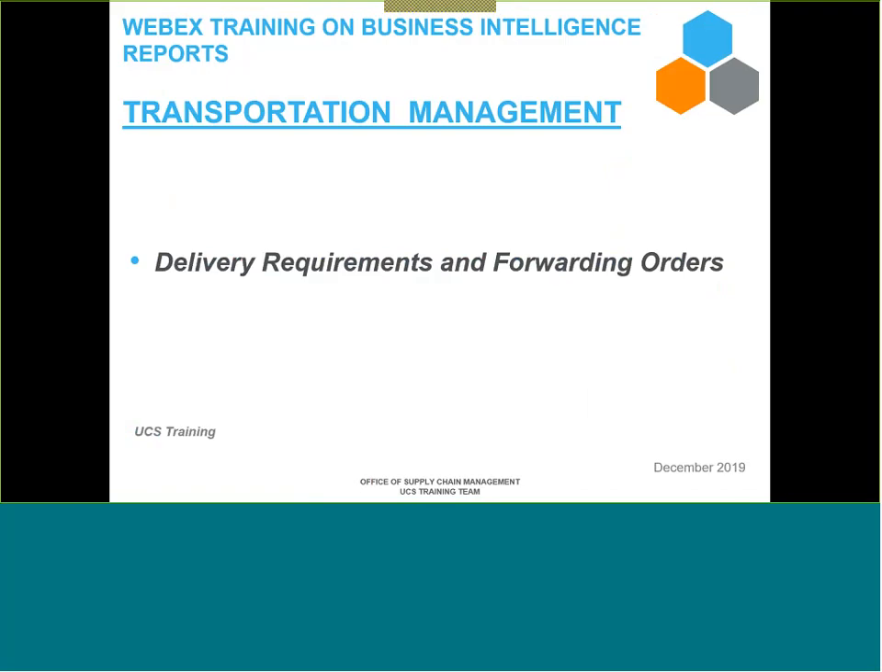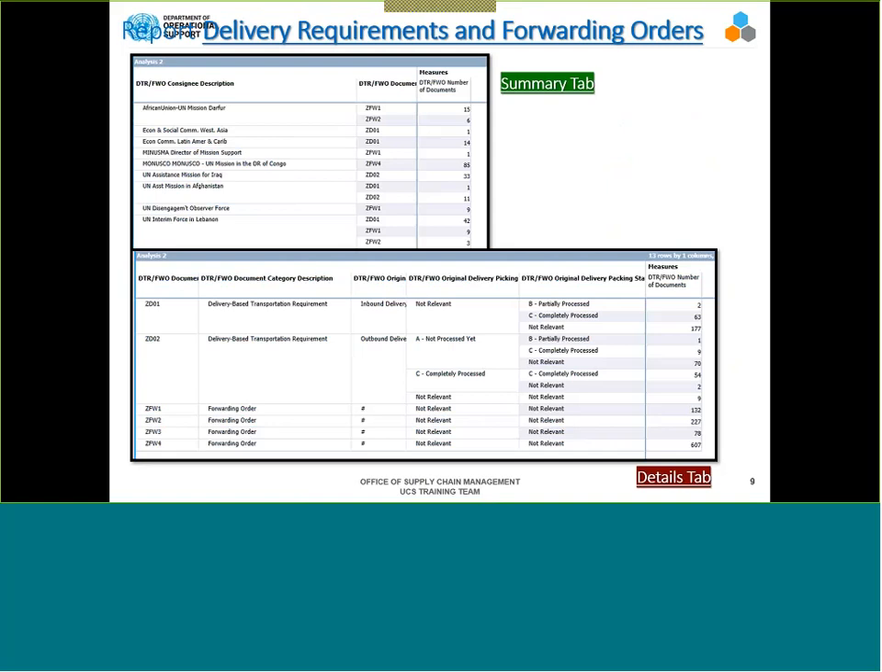The second report was the delivery requirements and FOs. Remember that we had two tabs there, summary and details. Basically, it's giving you the whole information from the starting point on the DTRs or FWOs and linking them to the FOs created. Remember that there is a one-to-many relationship between the DTR and the FOs, and a one-to-one relationship between the delivery requirement and the freight unit.